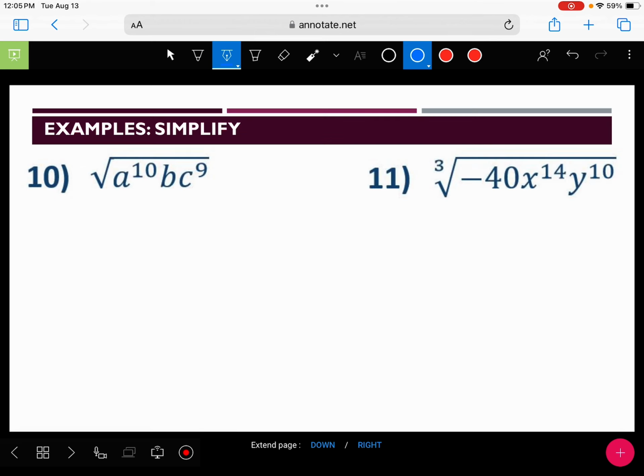Okay, we're almost done for today. We only have to get to number 13. These go fast.